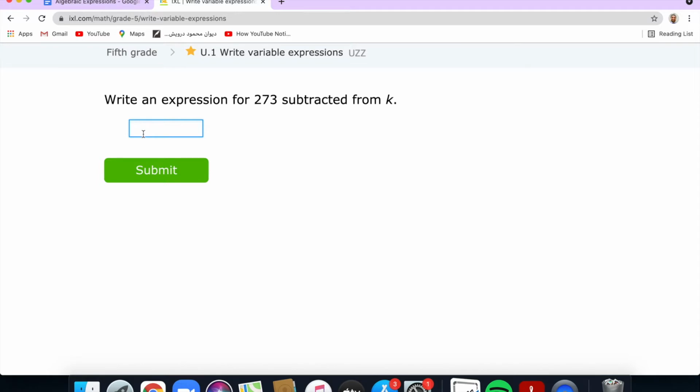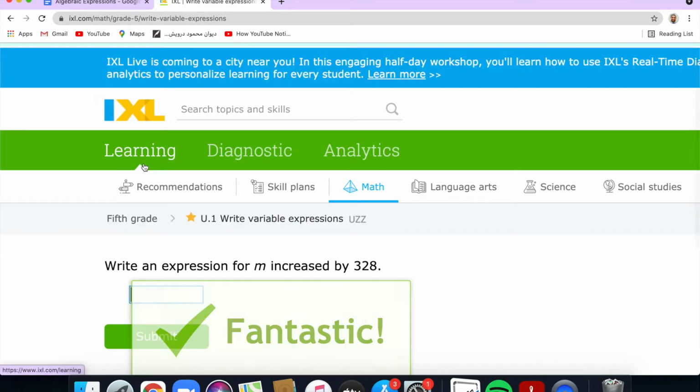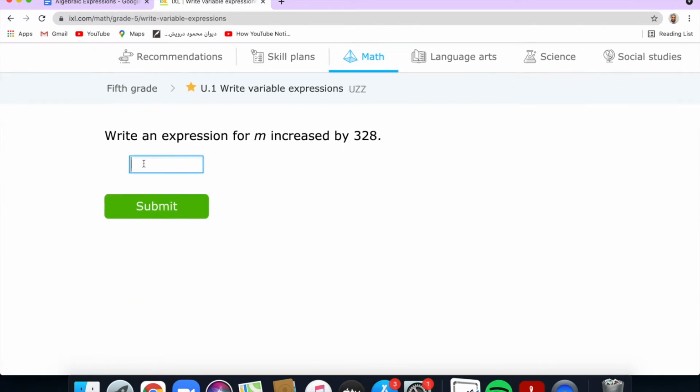Subtracted from. Remember, when I say subtracted from, subtracted is an adjective for the number 273. So we have taken away 273 from K. So K is the original, not 273. You need to understand it. So flip it. Write an algebraic expression for m increased by, which is plus, 328.